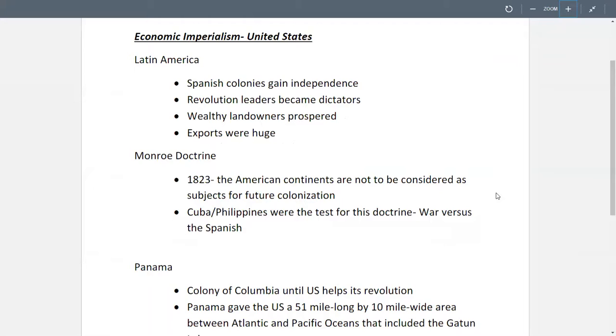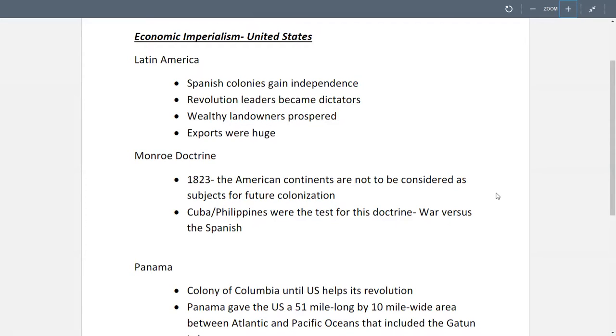What comes out of that is definitely the revolutionary leaders who fought against the Spanish eventually become dictators, which isn't going to be good for the United States' interest. It's going to create a big disparity between the normal working class and the wealthy landowners in these former Spanish colonies. And you're going to see exports become a bigger and bigger deal out of Latin America.